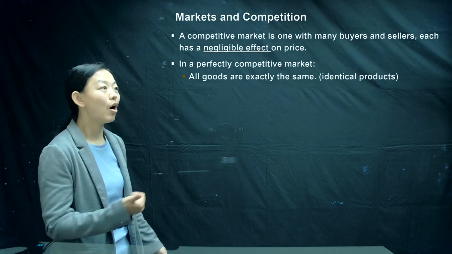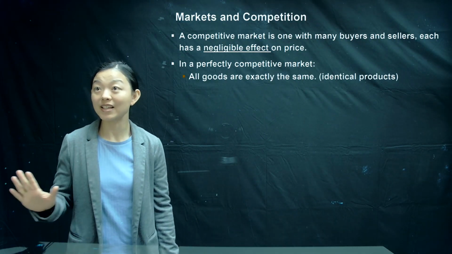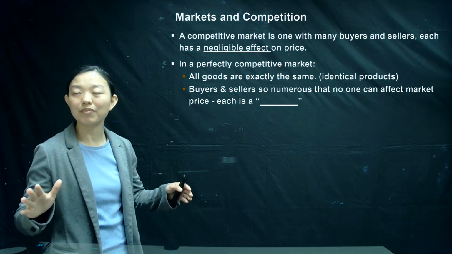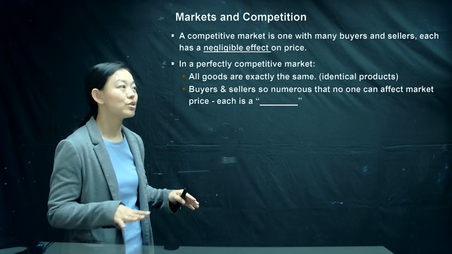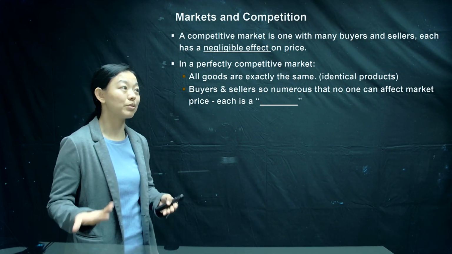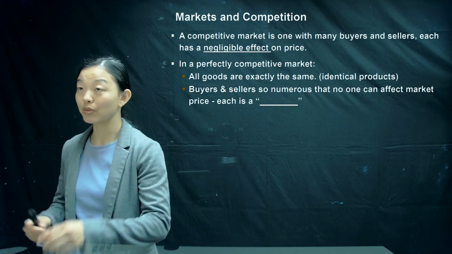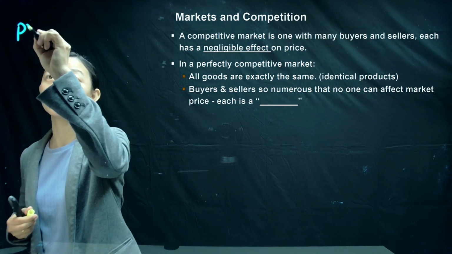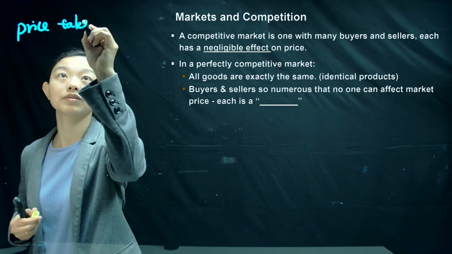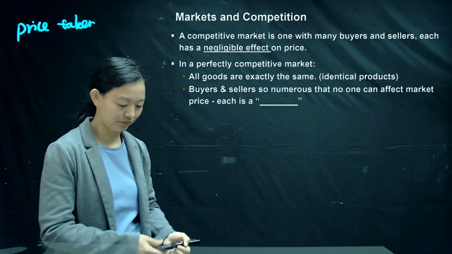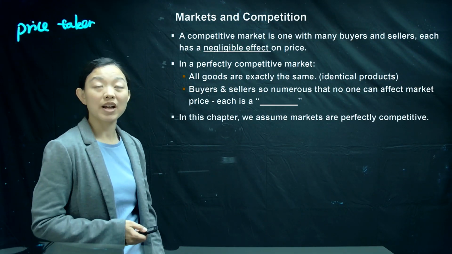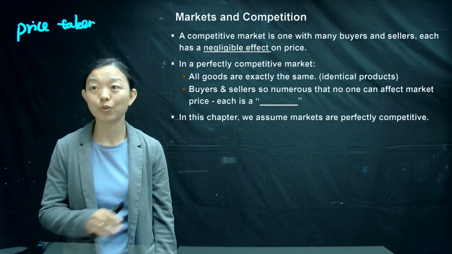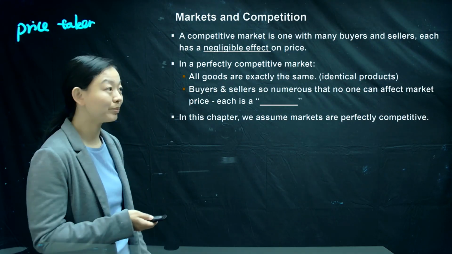For example, all goods are exactly the same, identical goods. There are many buyers and sellers, so no one can impact the price of the good. Both of these two sides are called price takers. So they are just price takers. In this chapter, we will assume markets are perfectly competitive. This is just for easier analysis.